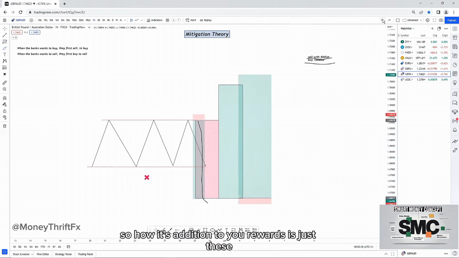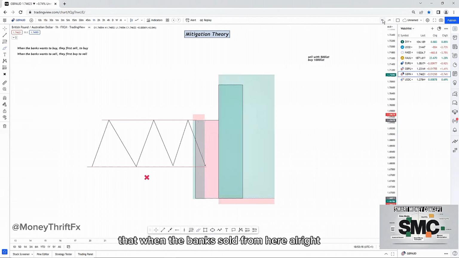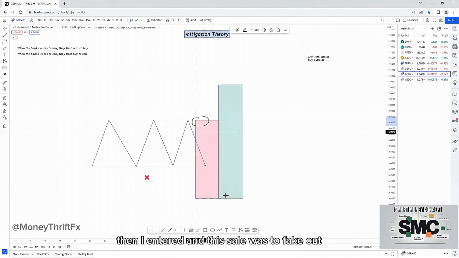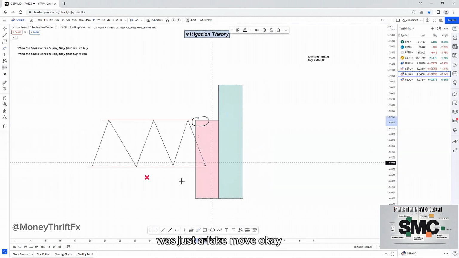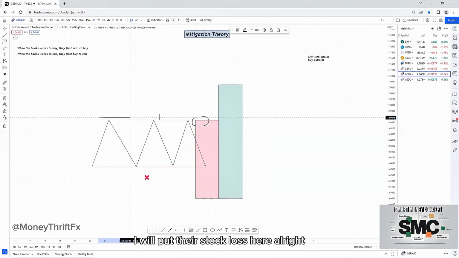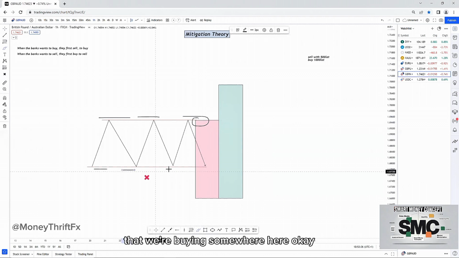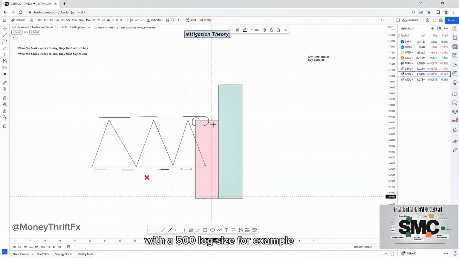So how mitigation theory works is just this: when the banks sold from here, and they were in a little profit, they now entered, and this sell was to fake out, was just a fake move, to attract more sellers into the market that will put their stop loss here, and also to take out the stop loss of buyers that were buying somewhere here. Okay.